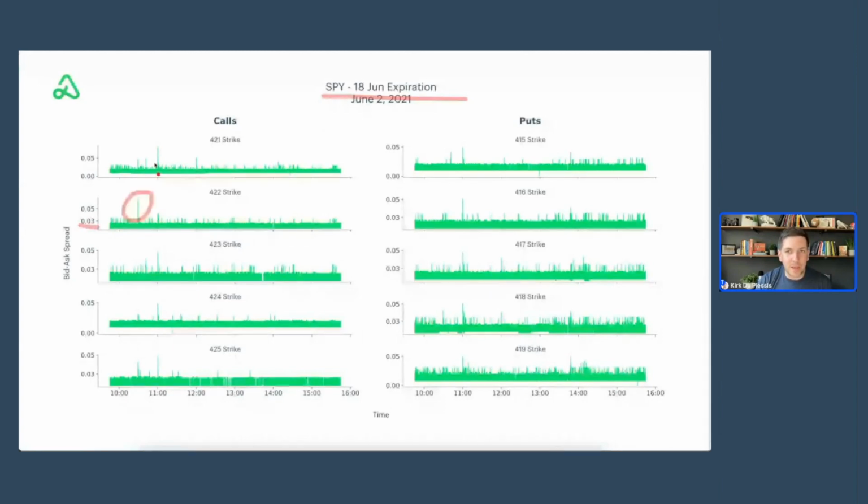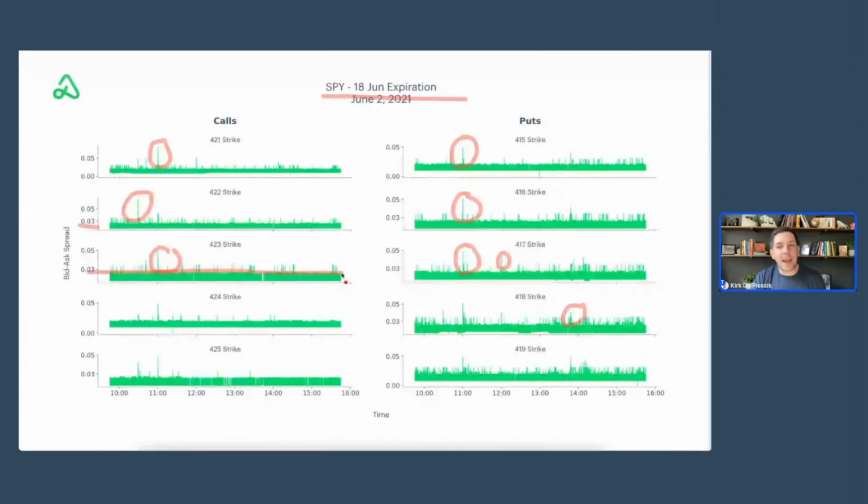These are monster spikes going from 1 to 5, that's a 100% move in the bid-ask spread in a blip of a second. And you can see they happen a lot. There are a lot of random spikes throughout the day where the bid-ask spread just goes wider for a little bit. The vast majority of time it's under, call it 3, on the bid-ask on SPY for this example.